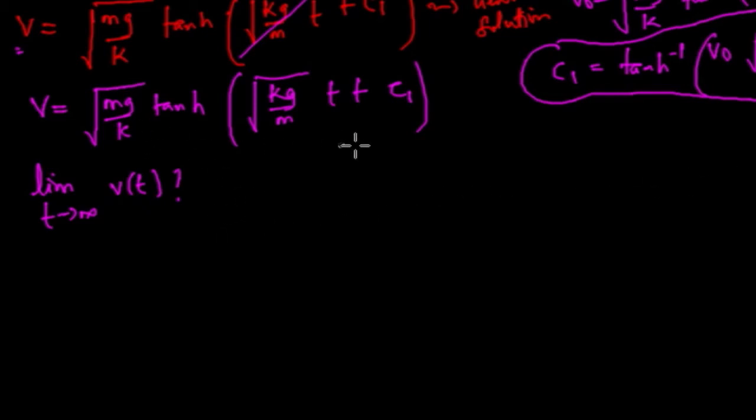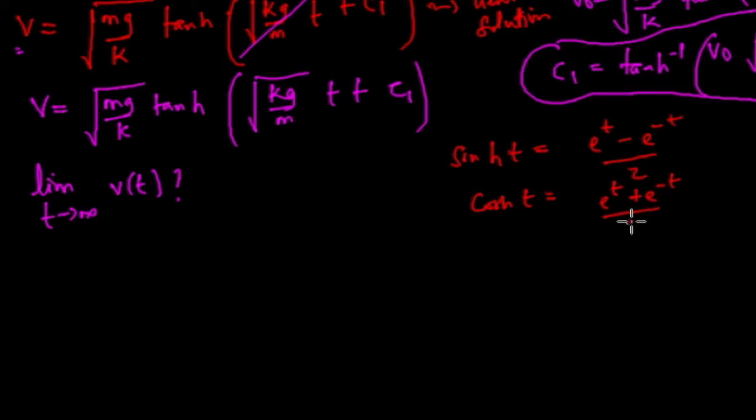It's most likely you must have forgotten this: when you say sinh of t, what this means is e to the power t minus e to the power negative t all over 2. And when you say cosh of t, it means e to the power t plus e to the power negative t divided by 2. So when you say the tanh of t, it means the sinh of t all over the cosh of t.